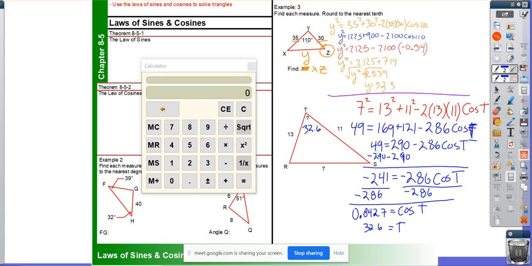Yay. Oh, it's already 3 o'clock. Now, there is no way that we can expect you to do this without any practice. So I'm going to assign some homework and we'll do a little more on law of sines and cosines tomorrow as well.